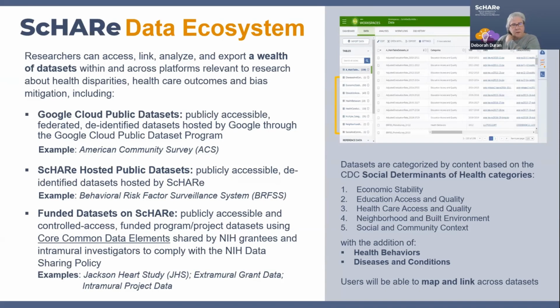The other two, the ScHARe hosted data sets, are also national data sets, but they're not provided by Google, so we host them. Some examples of that are the Behavioral Risk Survey, BRFSS and YRBSS, which is for youth. And then the last piece, the funded data sets, will be for data sharing and for grantees. This is in process and should be ready by the beginning of next year.